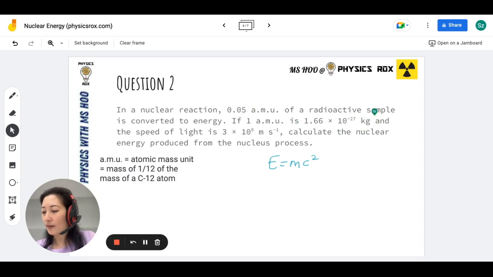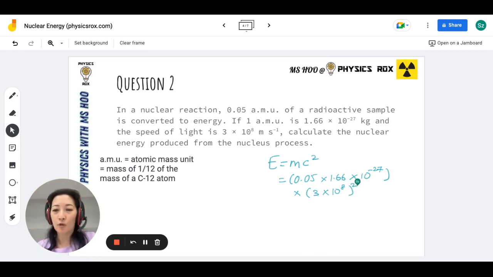How do we do that? Very easy. Just take 0.05 times 1.66 times 10 to the power negative 27. This will give us the value in kilograms. Then this has to be multiplied with the speed of light, c, which is 3 times 10 to the power of 8, and we square that value. So in the end, the value that we will get is 7.47 times 10 to the power of negative 12 joules. And that's how we can solve the question with AMU.